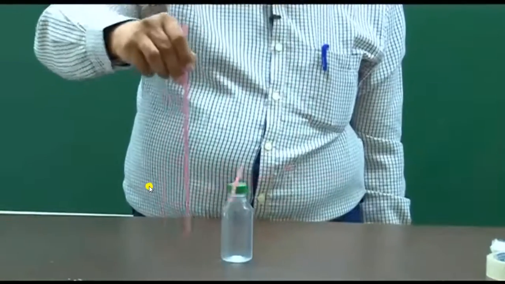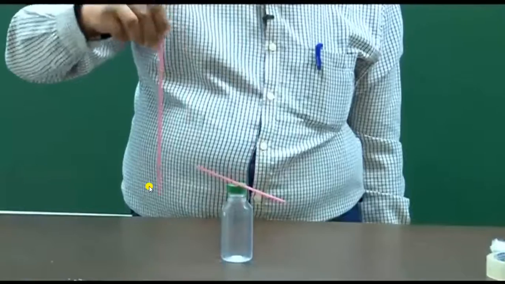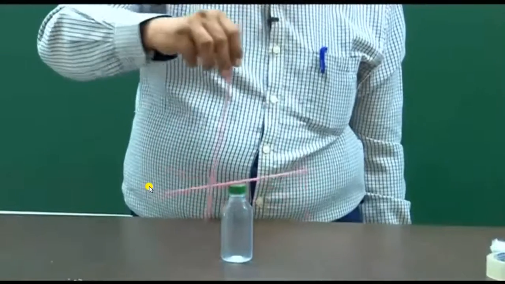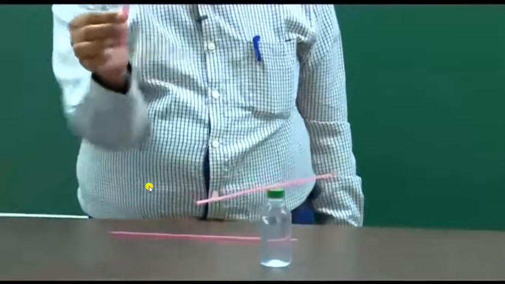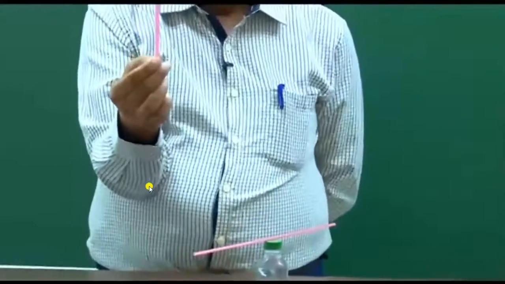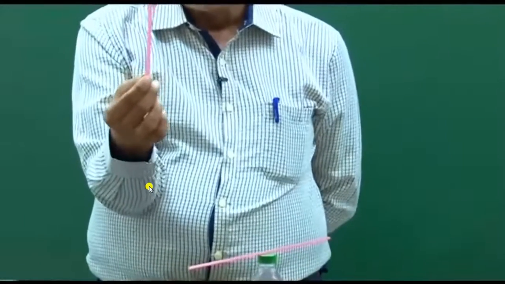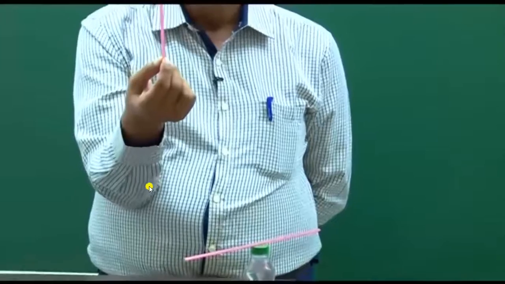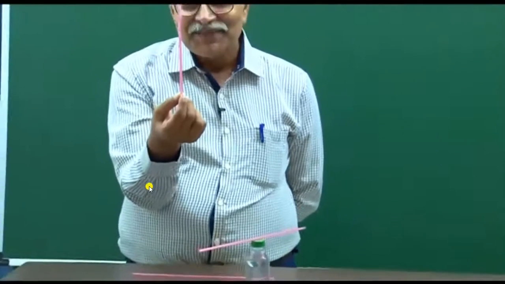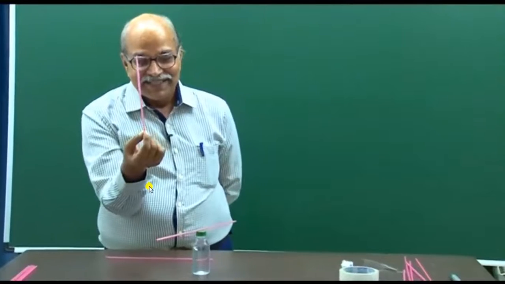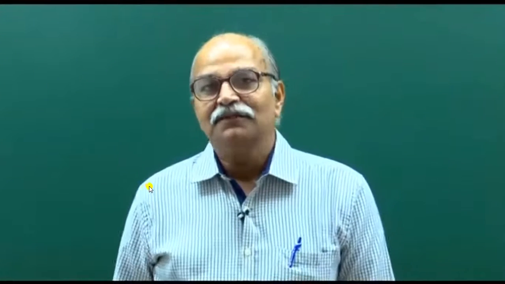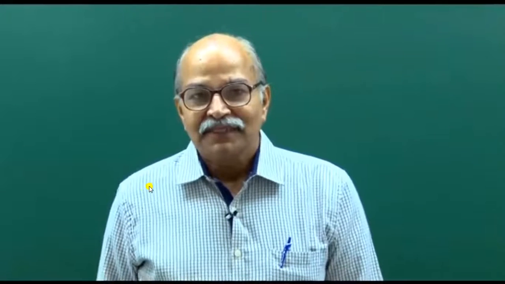So, like charges repel, unlike charges attract, and a charge and a neutral object also attract. These paper pieces were neutral and this straw was charged, still there was an attraction. So, you have seen all these repulsion, attraction experiments.